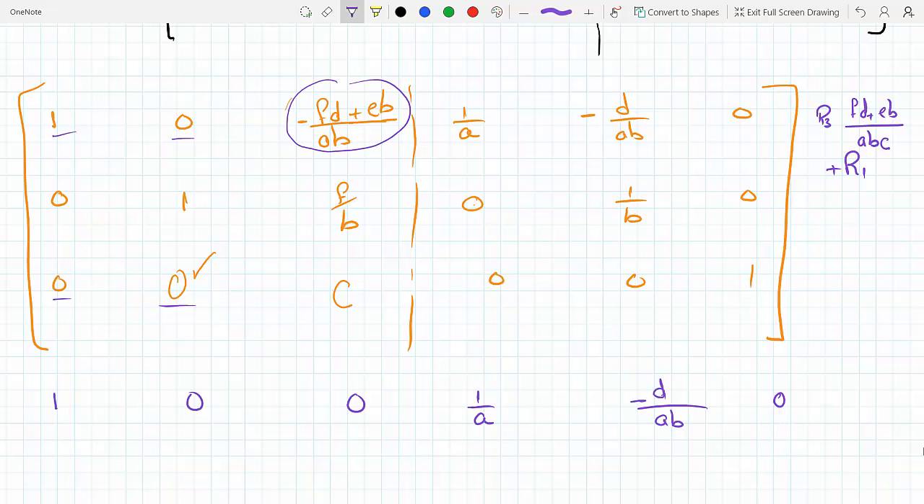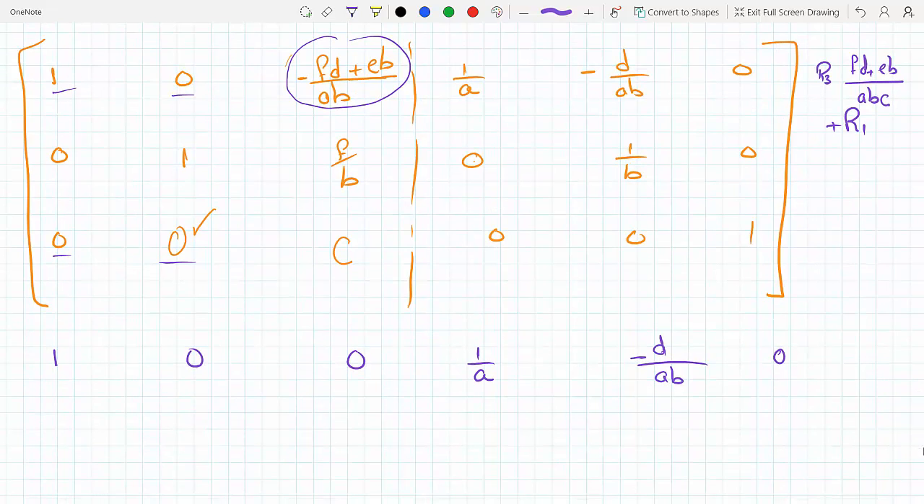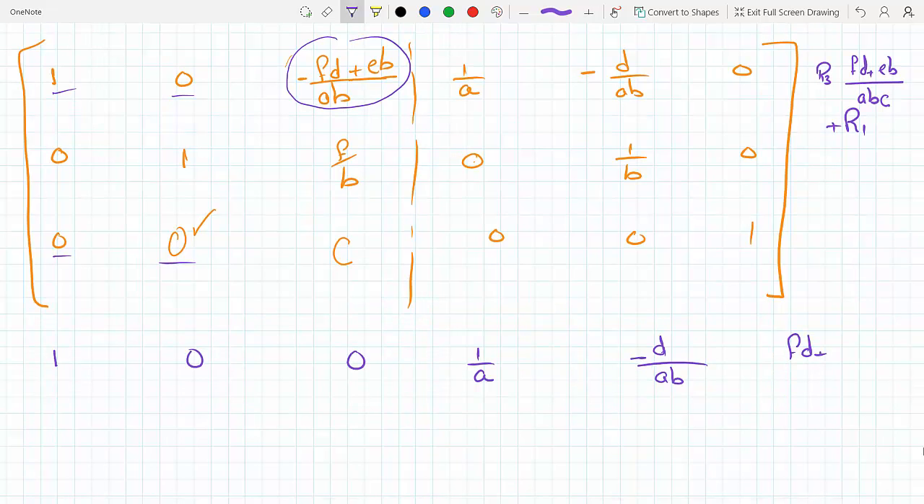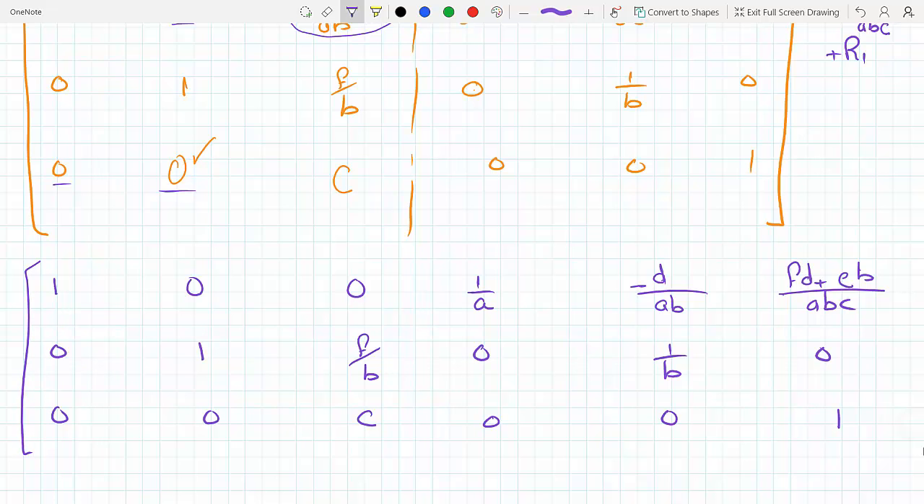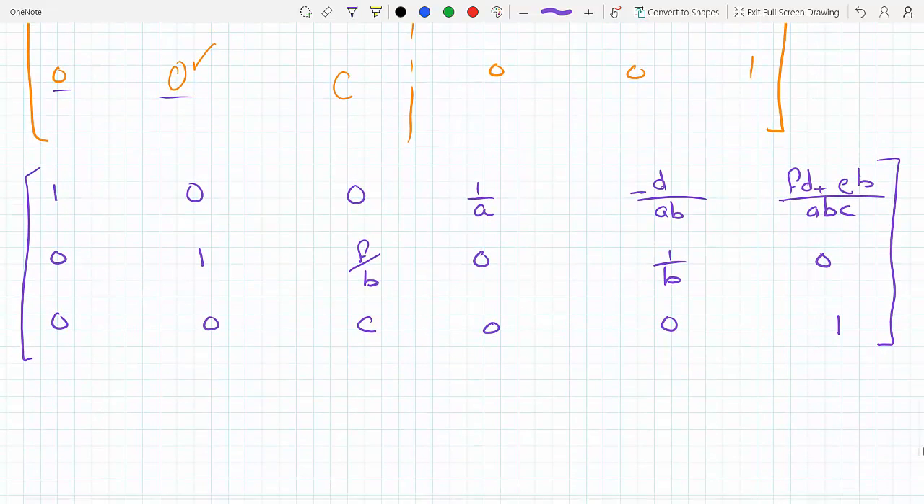Okay, that's it. So now I rewrite. So let's see here, row number 3, oh, this is not a 0 of course because I multiplied row number 3 by that, so this is going to become FD plus EB over ABC, and then add it to 0, you get the same thing. Okay, the rest stay the same. I only changed the first row. 0 1 over B 0 0 0 C 0 0 1. Okay, good. We're close. Now this is the divider.